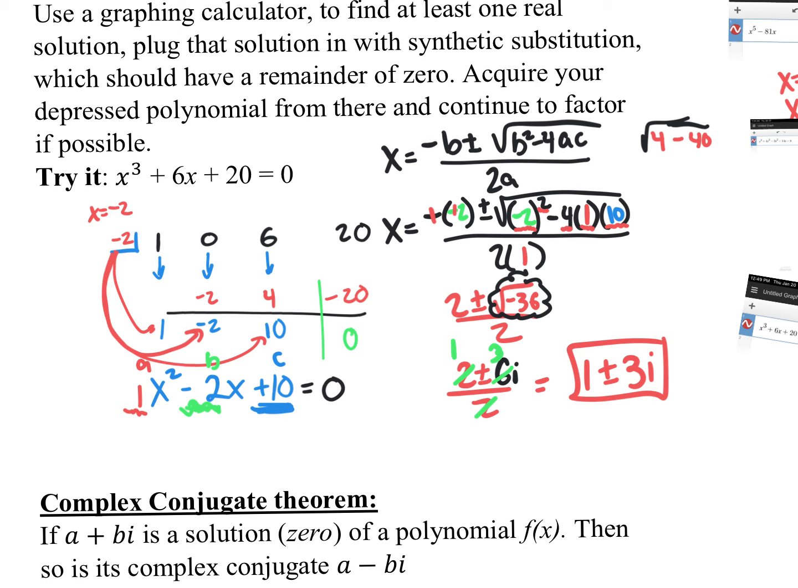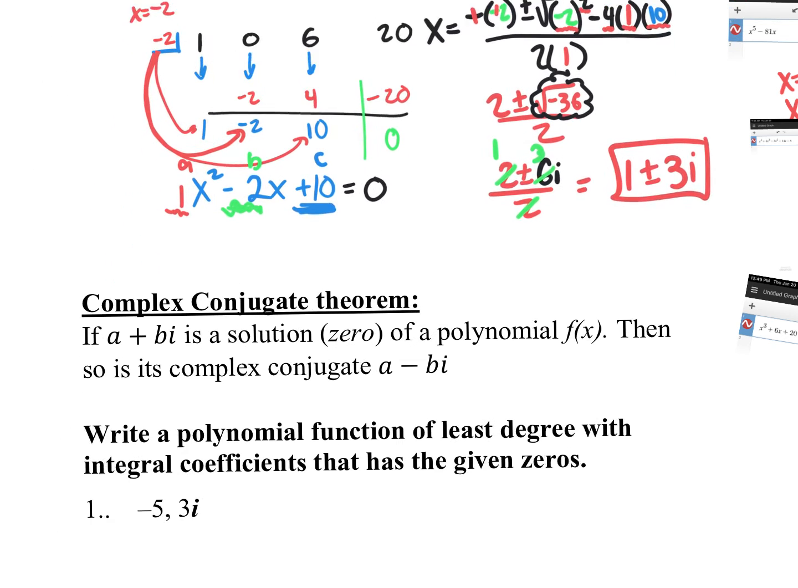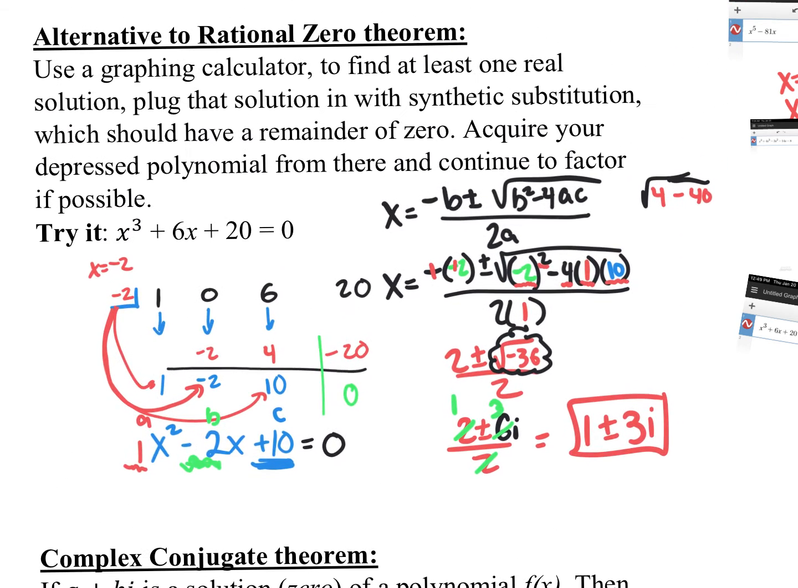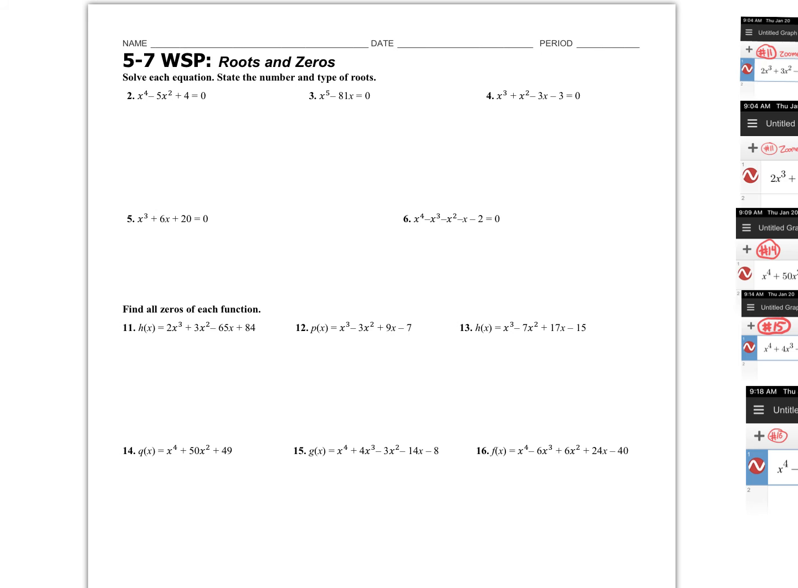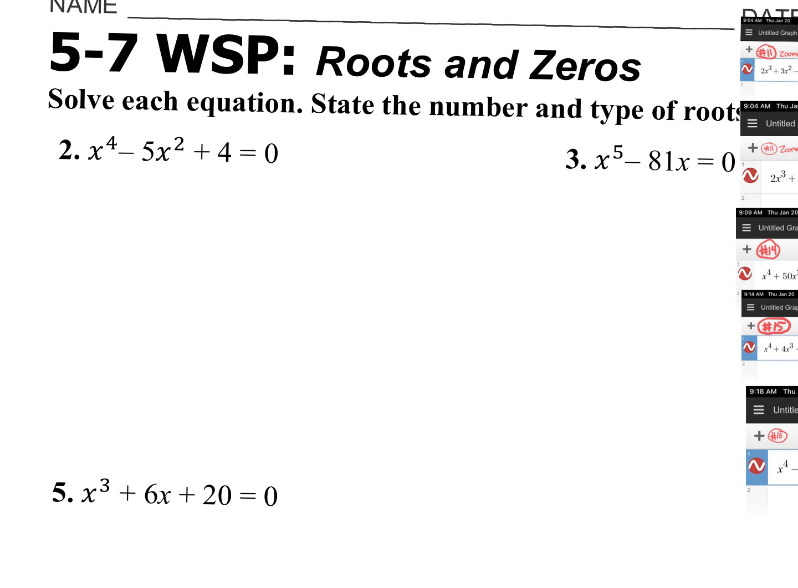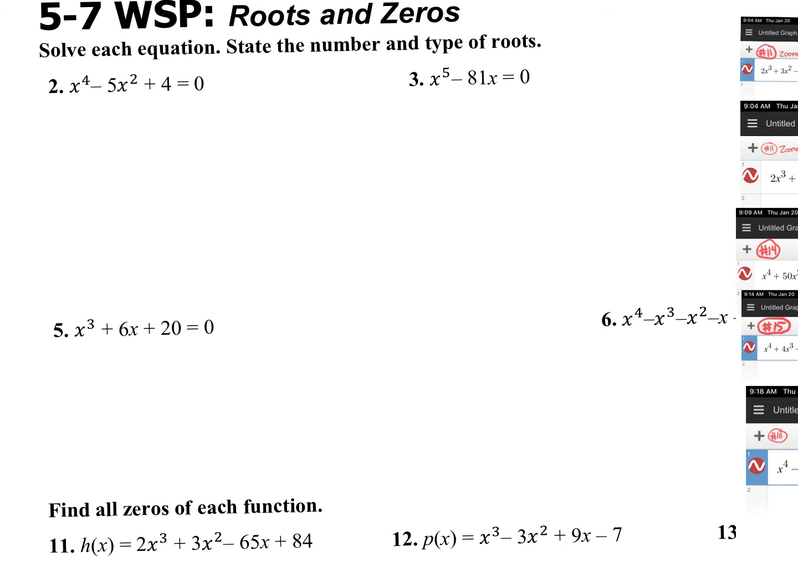Sound good? Alrighty. There's still a little more to this lesson, but we're not going to move on to that second part of the lesson, but I do want to go to our actual homework. 5.7 WSP. On this worksheet, they want us to solve, like, what do the instructions say over here? Solve each equation and state the number and type of roots.